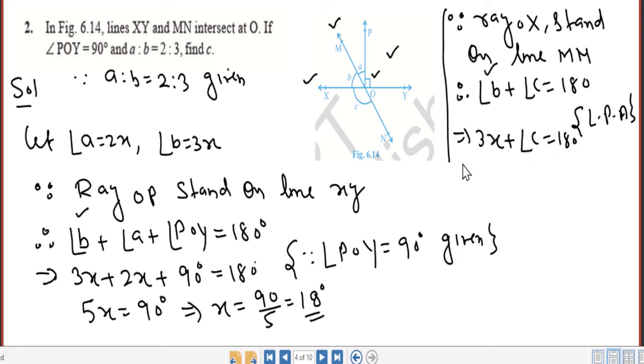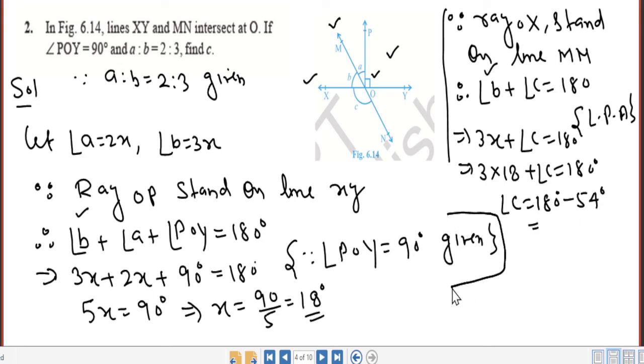In place of angle B we write 3x, and putting the value of x, it is 3 into 18 plus angle C is equal to 180 degree. So angle C is what? 180 degree minus 54 degree. Tell me the answer. 126 degree. Have any problem?